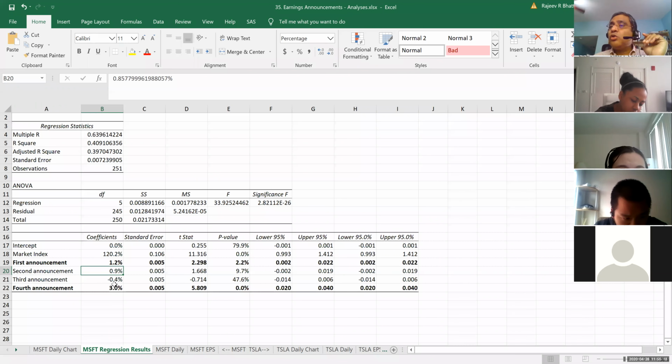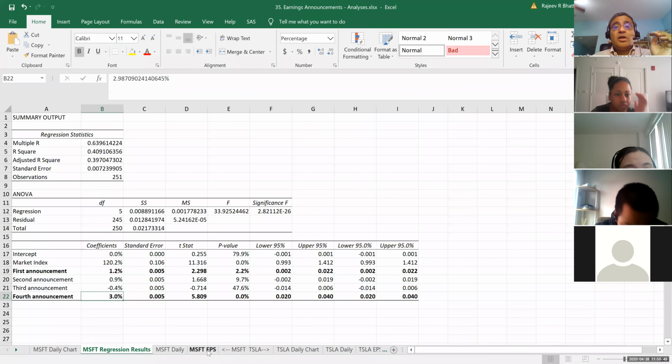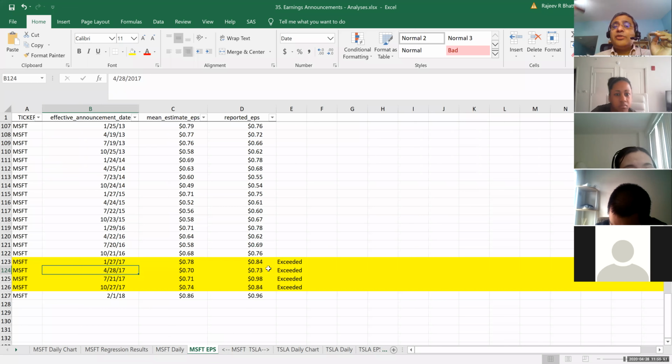The second announcement coefficient is 0.9%, which is not significant at the 5% level of significance. The third announcement is in fact negative, but not significant, thank goodness for that. And the fourth announcement is actually 3%, which is economically and statistically significant with a p-value of only 0. So the first announcement is statistically significant. The fourth announcement is statistically and economically significant. So the surprises, all four of them, were surprises.